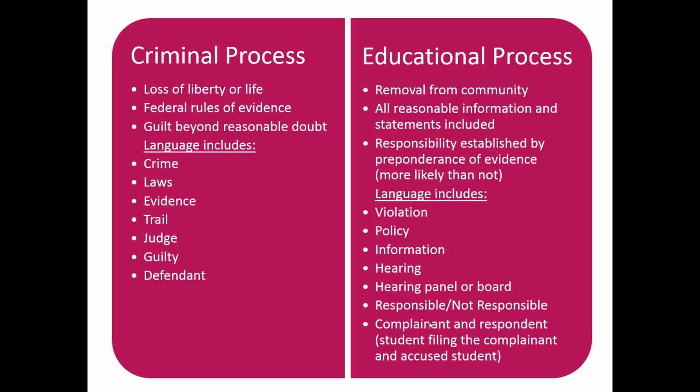Federal rules of evidence is something that we're talking about in the criminal process, whereas in our process, we're really talking about the information that we're using, statements that are going to be included. One of the big things, and this comes up on most college campuses, is that in the criminal process, you're typically talking about guilt beyond reasonable doubt, or various burdens of proof that are higher than what we use on college campuses. We are talking about responsibility established on preponderance of evidence, which is the more likely than not standard.